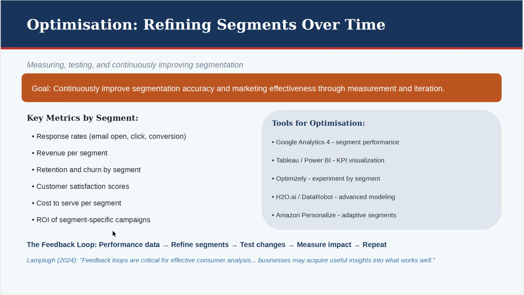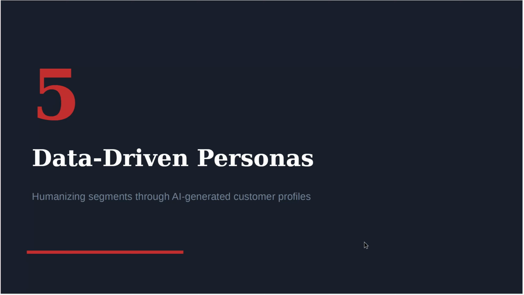Tools are Google Analytics, okay, Tableau, Power BI for KPI visualization, Optimizely, which is experiment by segment, H2O.ai, which is a data robot and advanced modeling, Amazon Personalize, which is adaptive segments.